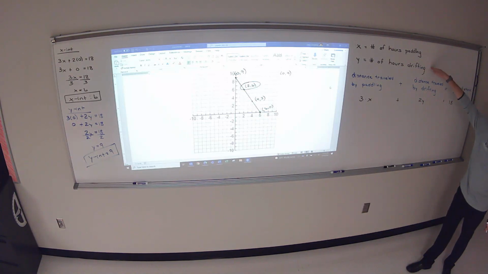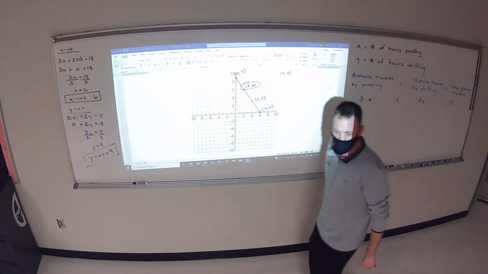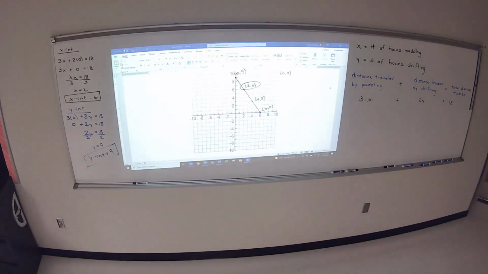4, 3 is going to represent what? Use your variables. Come on, ladies and gentlemen. 4 hours of paddling and 3 hours. There you go, and finally 6, 0 is going to represent? 6 hours of paddling and 0 hours of drifting. Okay, again, I don't want us to just be able to graph, especially within the story problem. I want us to be able to understand what we're showing here.